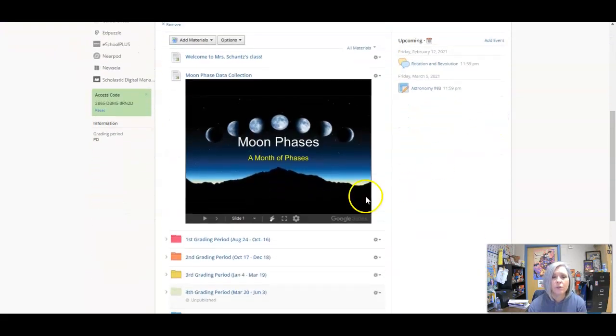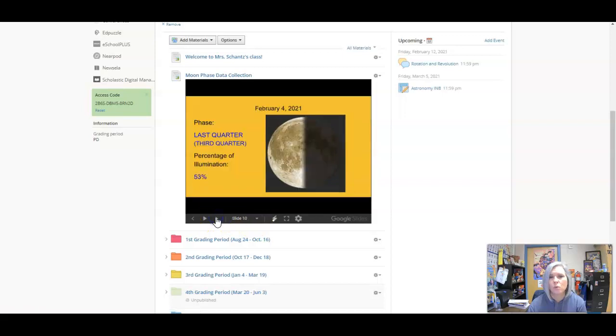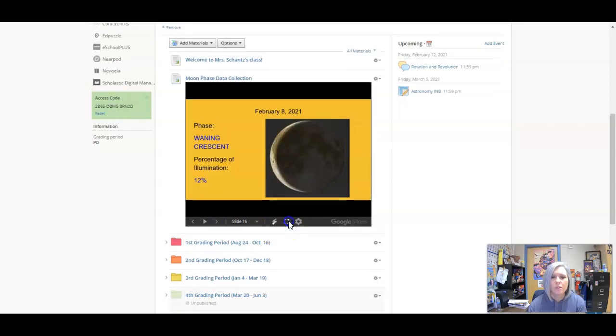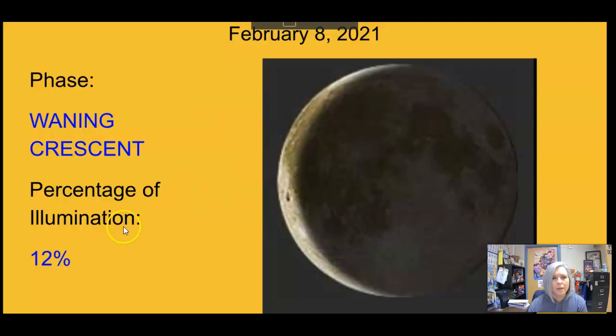Today is February 12th, and we are going to begin our day by looking at the moon phases. So if you go onto your main page, remember you have your moon phases. I'm going to go back to where we started this week around the 8th, I think. So if we take a look on the 8th, we were at about 12% illumination, so we could still see just a little bit of the moon.